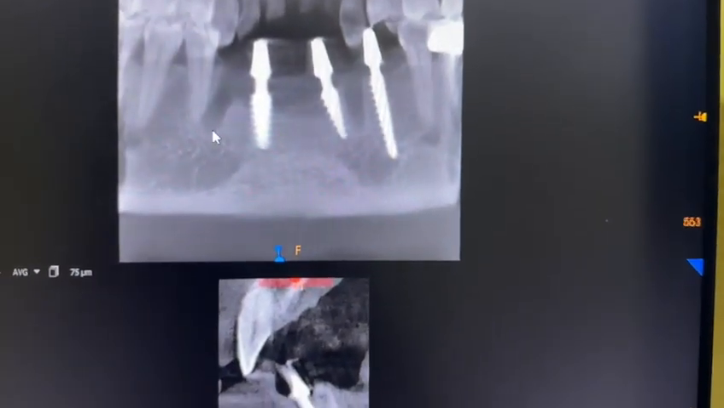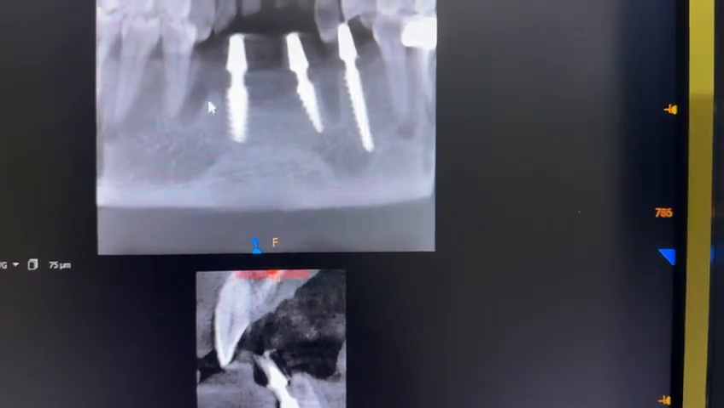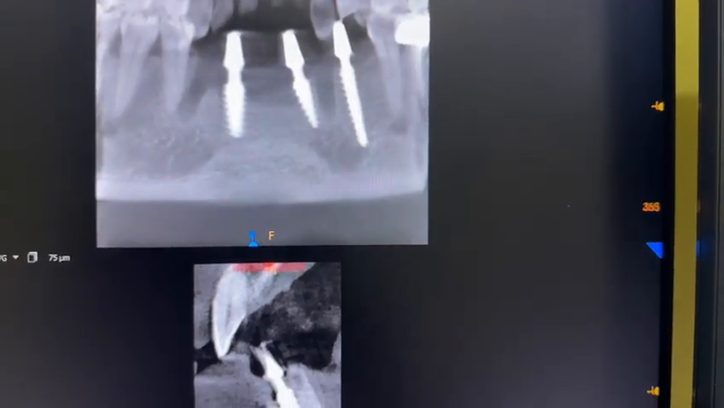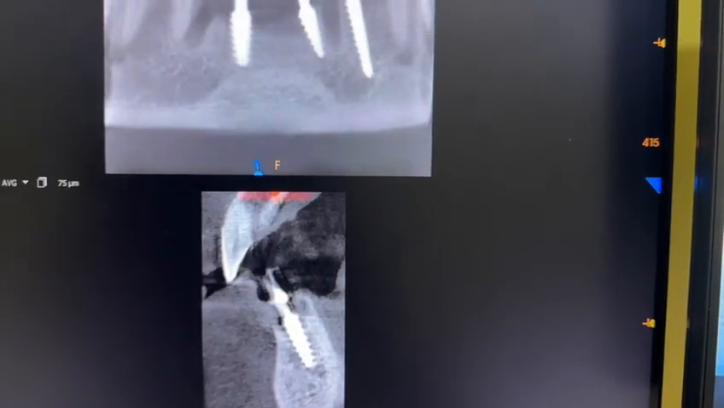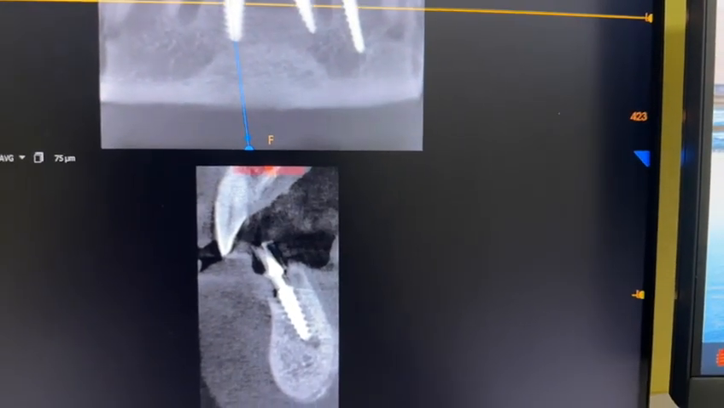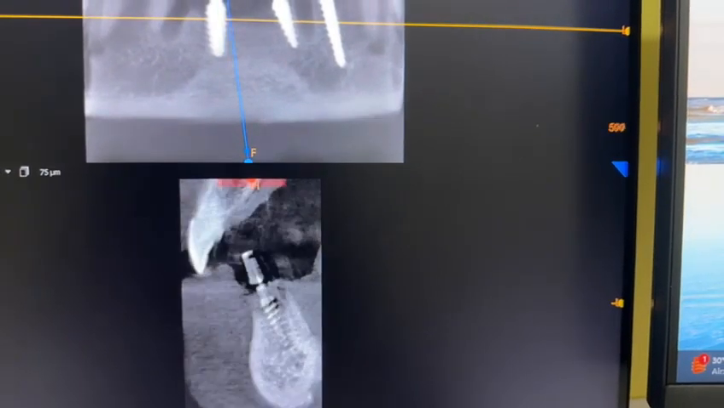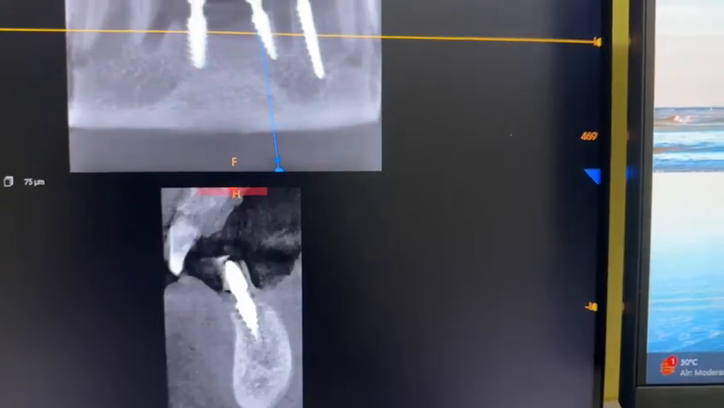This is the panoramic view. We can see we have avoided the extraction socket of the canine. This is a compressive implant, 3.75 into 13. We have got good stability, so there is no need to select very long implants.